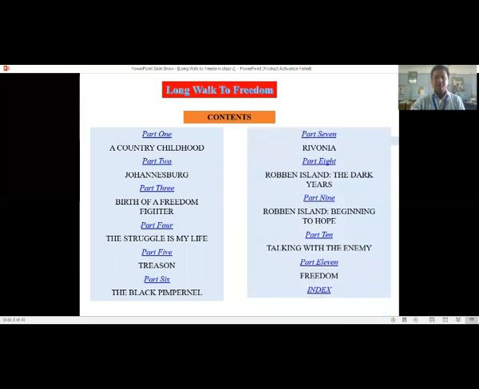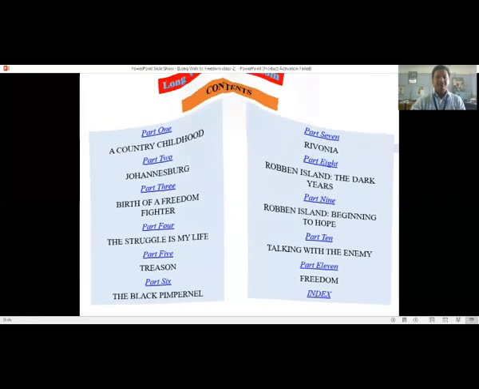Part 7, Rivonia. Part 8, Robben Island, The Dark Years. Part 9, Robben Island, Beginning to Hope. Part 10, Talking with the Enemy. Part 11, Freedom. And there is also an index at the end of the book. So these are 11 parts of the book. Nelson Mandela named these parts. Let's see what we have next.